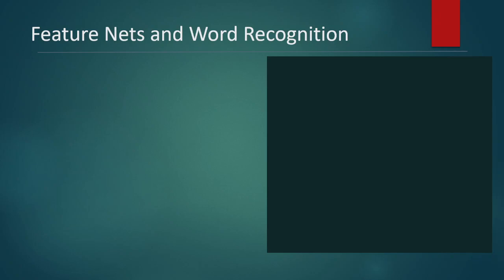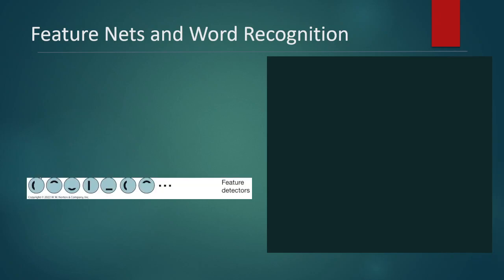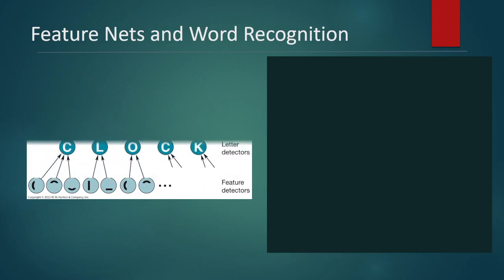All right, now feature nets and word recognition. Okay, so here's a series of features, right? And you have feature detectors in your brain, as we've already talked about. So letters are made up of a bunch of different features. Here we have a bunch of different curves and lines and different features that might be present in a word. Those features get combined into individual letters, right? So you put together different combinations of features and you end up with our letters.